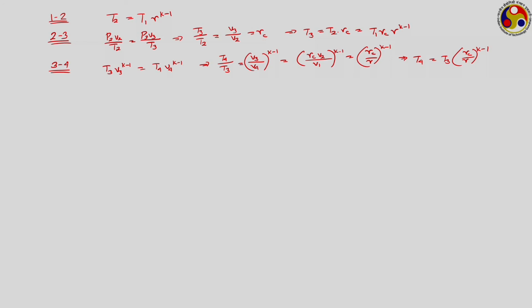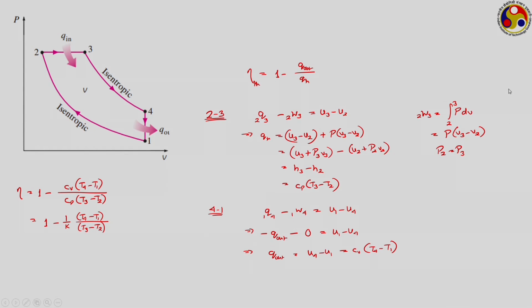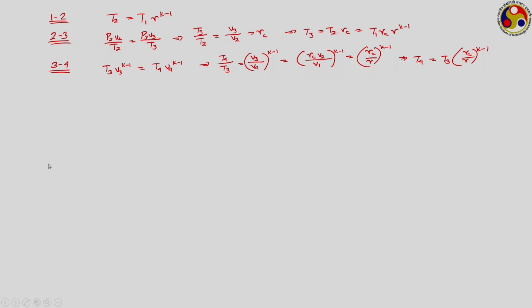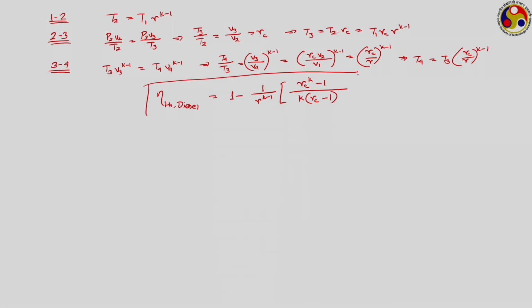Now, if you combine all of them, then I am directly writing the expression for the efficiency for the diesel cycle. You just have to take these 3 expressions for T2, T3 and T4 and put them here, and if you do it, you are going to get the thermal efficiency for an ideal diesel engine to be 1 minus 1 by R to the power k minus 1 into RC to the power k minus 1 by k into RC minus 1. This is the expression for the ideal diesel cycle.